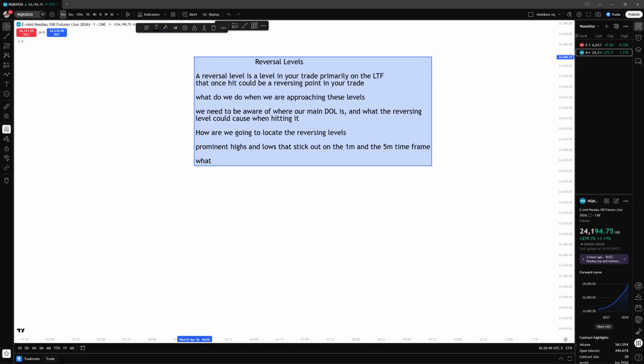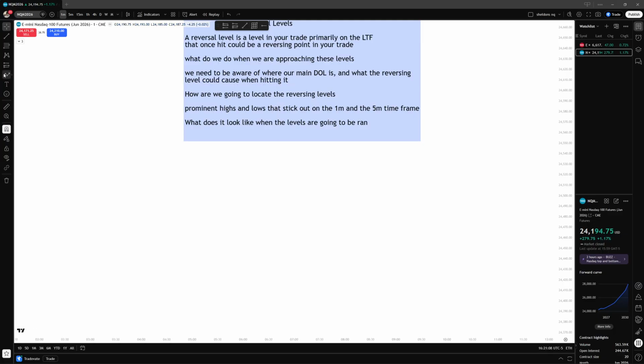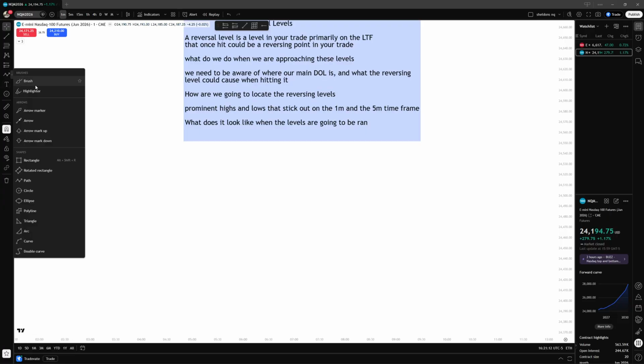Sorry, I'm trying to figure out. Okay, what does it look like when the levels are going to be ran, right? So what this basically means is, okay, let me pull up this picture. There's something on my mouse that's distracting me from doing this.